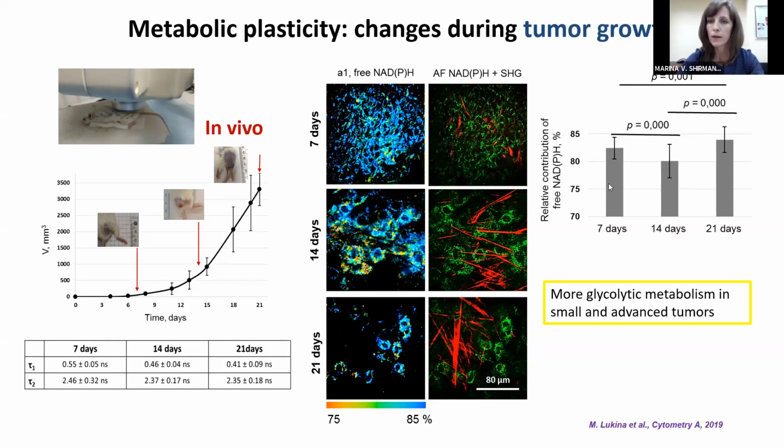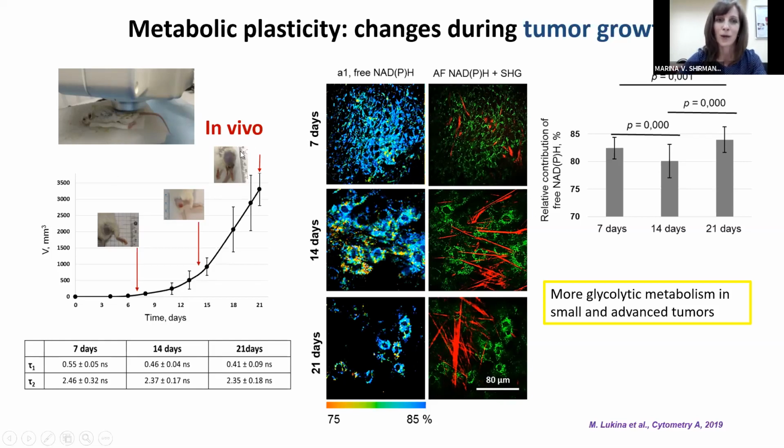We see more glycolytic metabolism, a greater contribution from free NADH, when the tumors were very small and when they were very large advanced tumors. In principle, this is consistent with the general concept of tumor growth, because when the tumor is small, the cells divide very rapidly and need more energy and more macromolecules to build their bodies. This is why they are glycolytic. They use glycolysis as a main pathway to obtain energy.